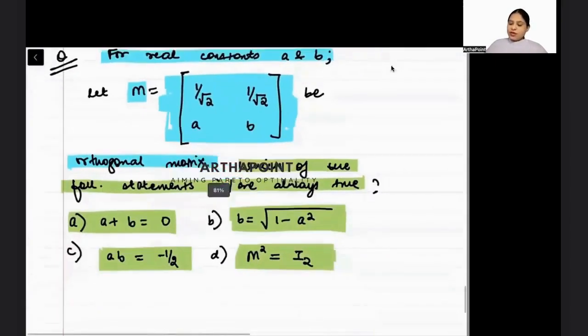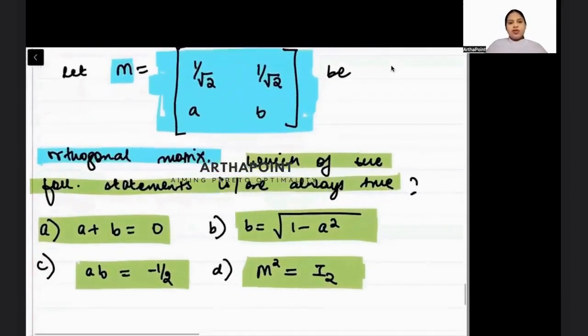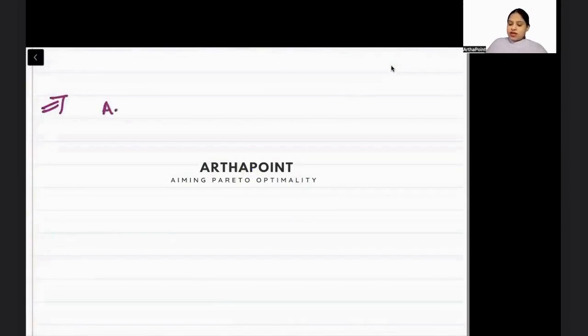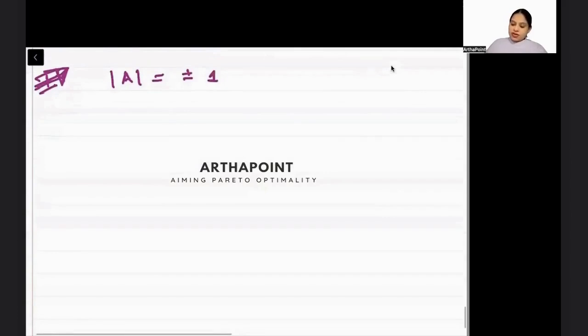तो देख लेते बेटा. What is an orthogonal matrix? क्या property रहता है orthogonal matrix का? The property of orthogonal matrix that A into A transpose is equal to identity matrix, right? Also, there is another property of orthogonal matrix, which is that the determinant of A is plus minus 1. The determinant of A is plus minus 1.